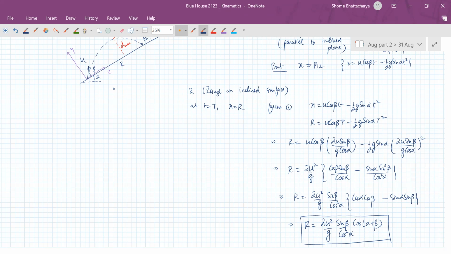There's 2u square, but there's half outside also, no? So you can take 2u square by g common. You know? Then next step, what I've taken is I've done LCM. I've done two steps in one actually. First, I've taken LCM inside the bracket of cos square alpha, LCM of the denominator, and then I've taken those things common. So just be careful when you're doing those steps.